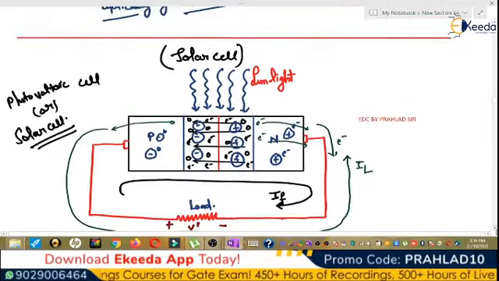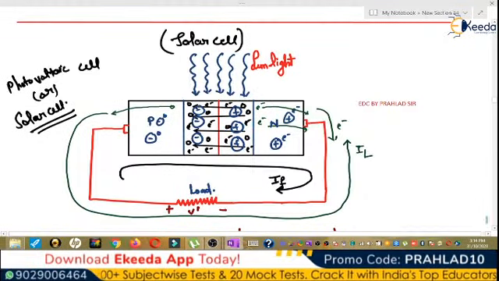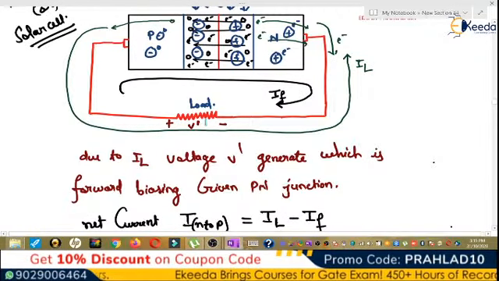Now talking about the solar cell. A solar cell is just a simple connection of a resistance. Here we connect no supply, and when light falls on the depletion layer, it again breaks the covalent bond, and current suddenly increases. So due to IL, a voltage V dash is generated, which forward biases the given PN junction. Here current is flowing, so the load is connected here. There is a voltage drop across the load, and this voltage drop will forward bias the PN junction.